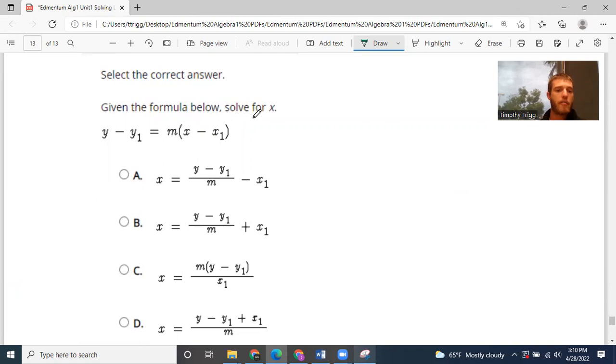Given the formula below, solve for x. So this is actually the point slope formula of a line. And we want to get x, specifically this x, by itself. So notice there's 2 x's involved, but there's only one that we're solving for, this x here, okay? So the first thing I would do is divide both sides by m. That gives us y minus y sub 1 over m equals, and we could drop this parentheses now, we don't need it, x minus x sub 1.